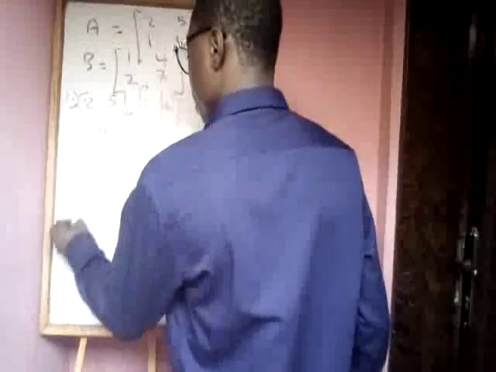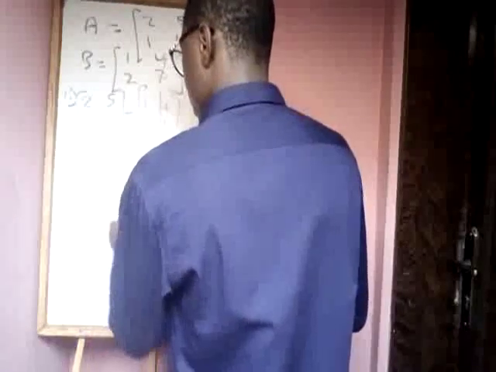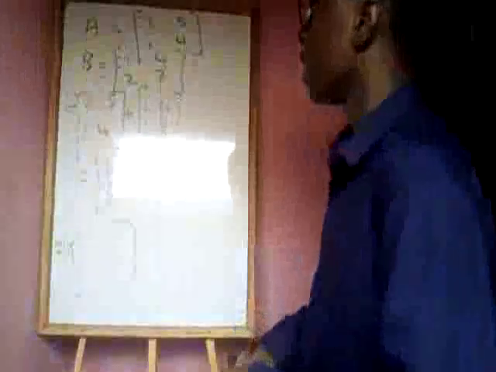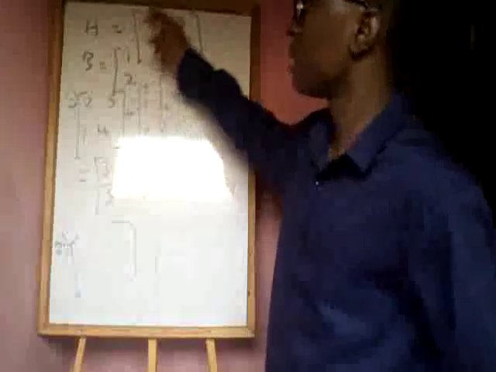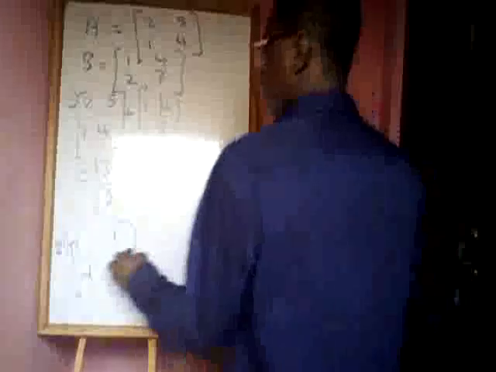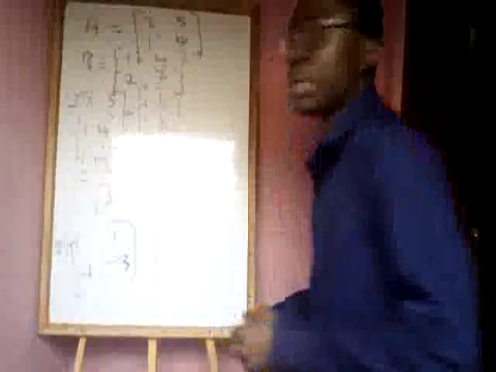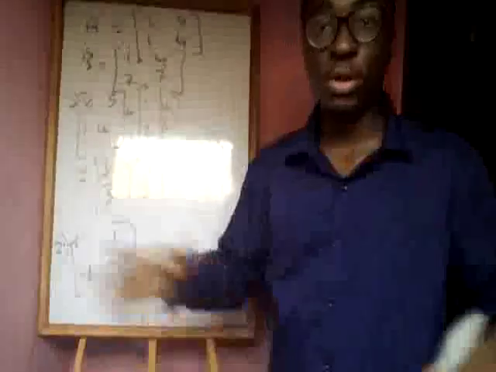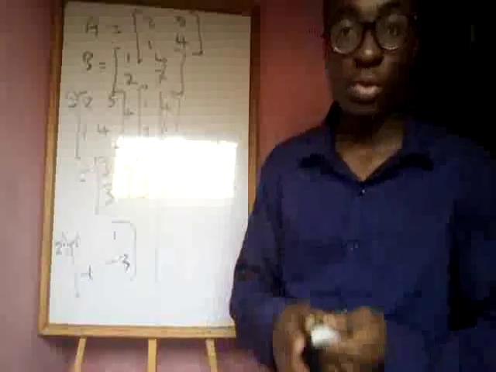So what of subtraction? When we want to subtract the matrices, we are looking for A minus B. We are also going to do it in the same way. So we are going to do A minus B: 2 minus 1, that's 1. 5 minus 4, that's 1. 1 minus 2, that's minus 1. And 4 minus 7, that's minus 3. So this is basically how subtraction of matrices works. Just subtract the corresponding parts of the matrix.